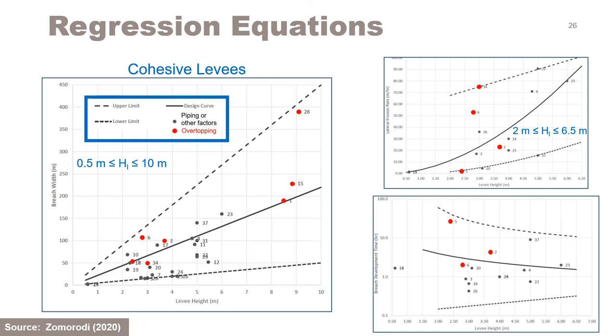USACE does not utilize these equations, but the database plots of breach width, levee erosion rate, and breach development time as a function of levee height are shown on this slide. The legend in the blue box applies to all three figures. And the black data points are for piping or other factors. Using levee height is convenient, but probably too simplistic.